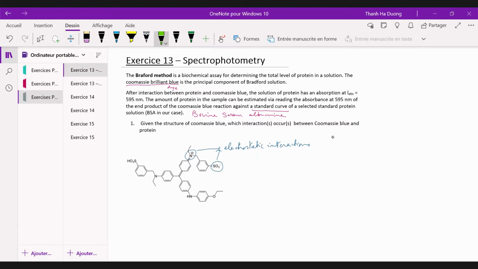I think we can have hydrophobic interaction. Okay, with which part of the protein or of the Coomassie Blue? The aromatic ring. Yes. Okay, so each time you have an aromatic ring like this, you will have hydrophobic interaction.